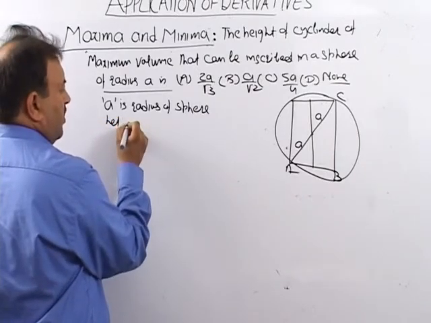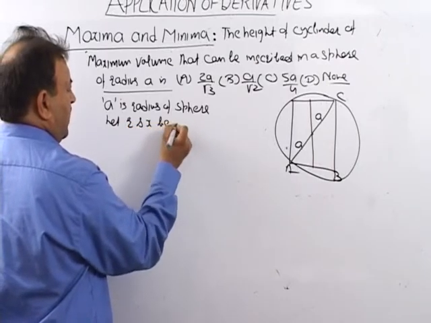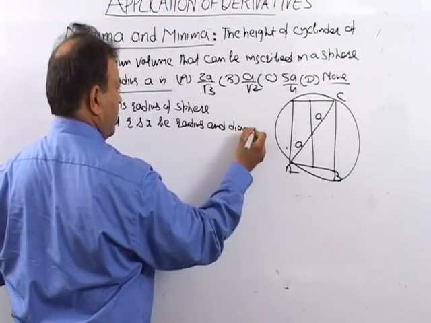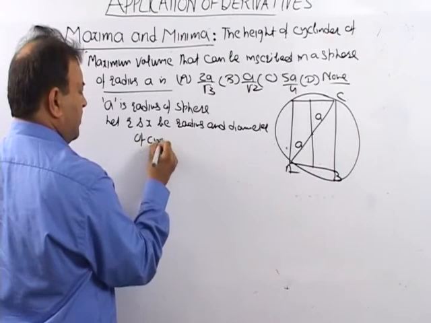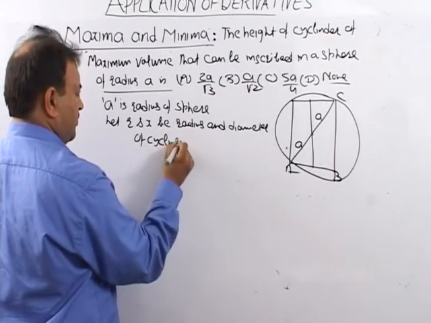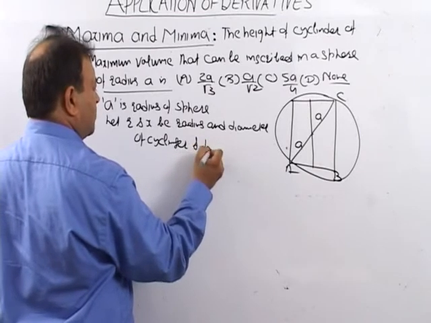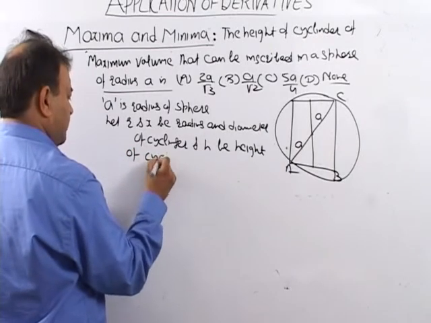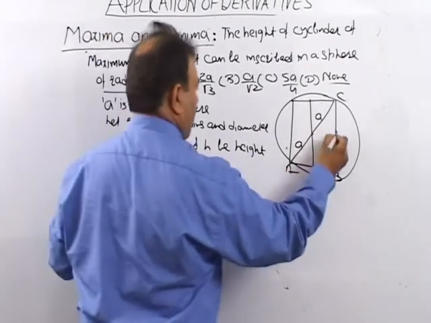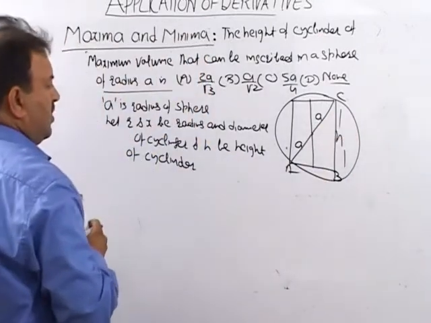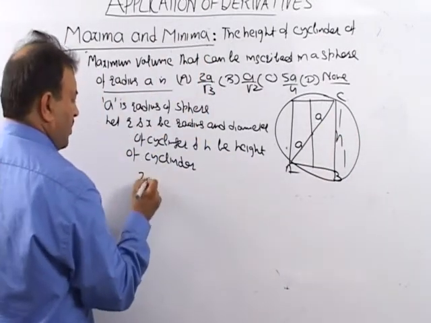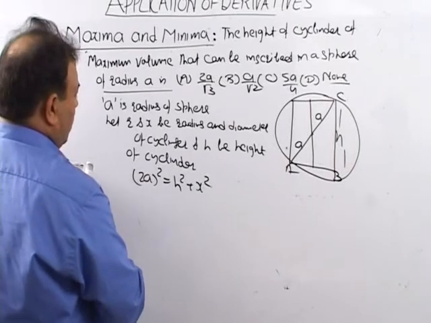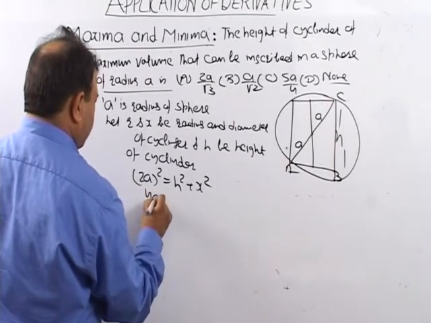Let r and x be the radius and diameter of the cylinder, and h be the height of the cylinder. Now 2a the whole square is equal to h square plus x square. So 4a square is equal to h square plus x square.